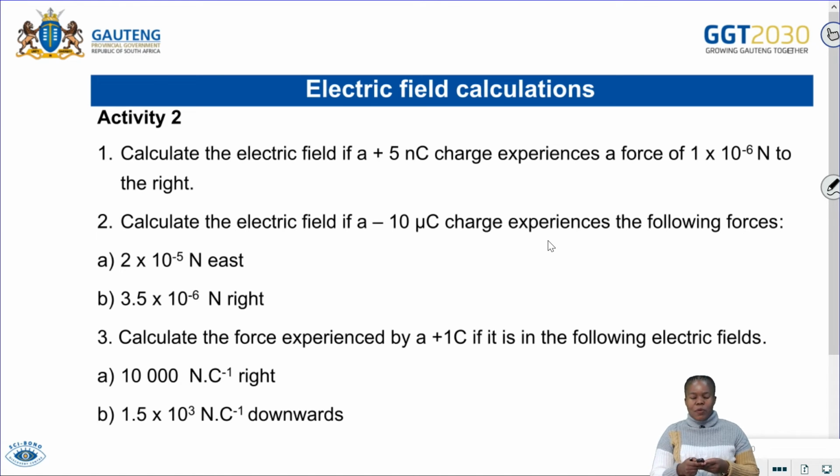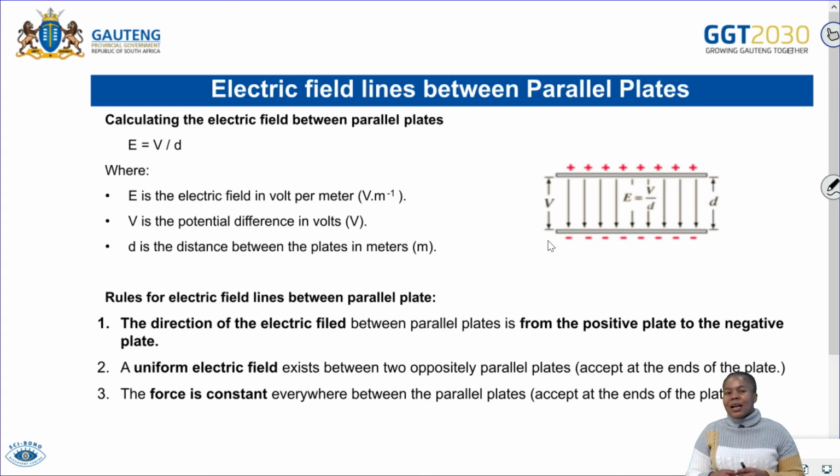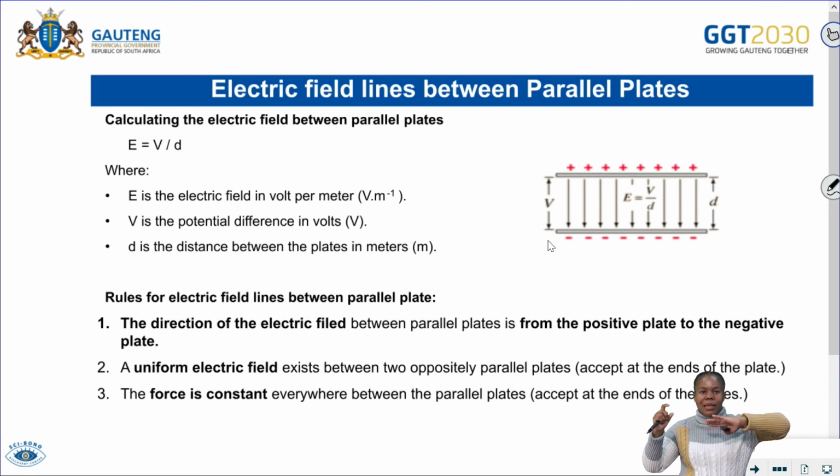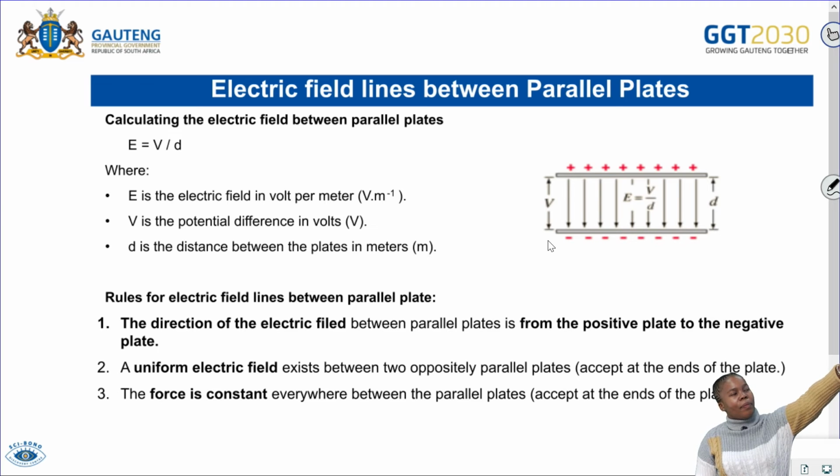All right, so let's move right along. One other thing I want us to touch on is the electric field lines between the parallel plates. These plates are parallel to each other, so you can have the positive plate at the top and the negative plate at the bottom. I've got a very nice diagrammatic representation of how these parallel plates exist.